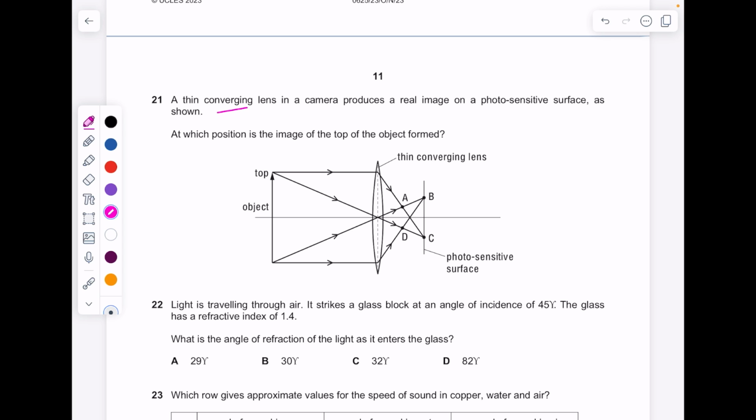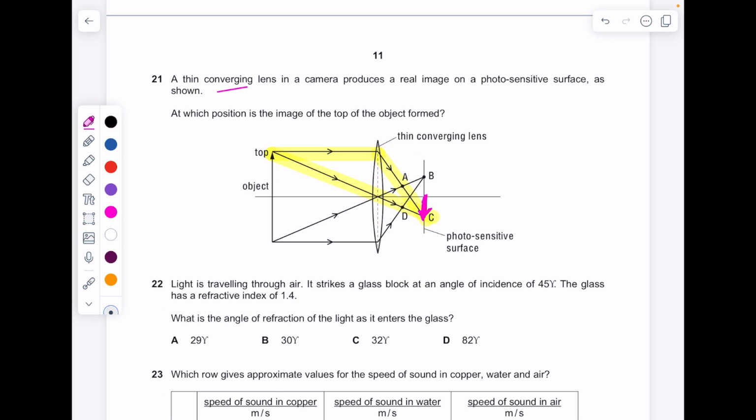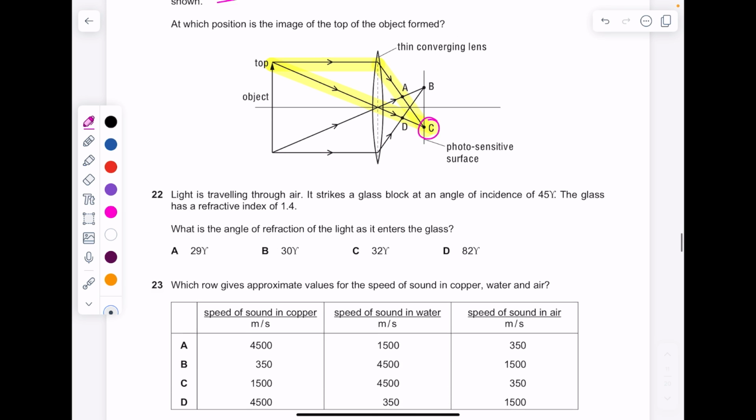So remember, when you draw these ray diagrams, you need a ray that goes through the middle of the lens, and then one that you take horizontally till it meets the lens, and then it comes down here. And so this is going to be your image, and as you can see, it's going to be inverted. And as a result, the answer here, if I clear that up a bit, is C.